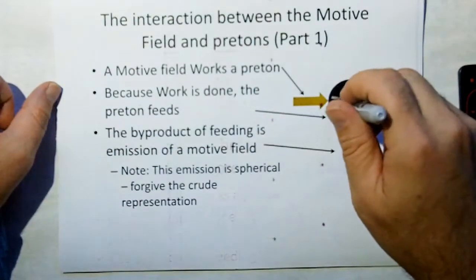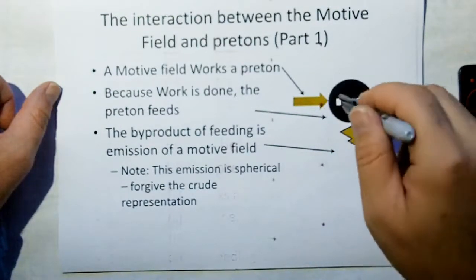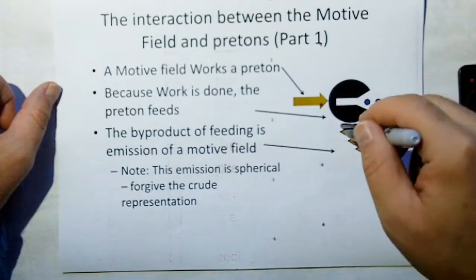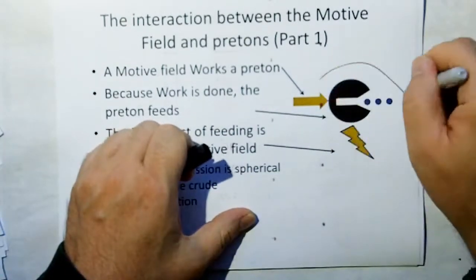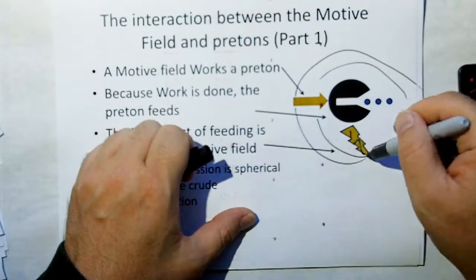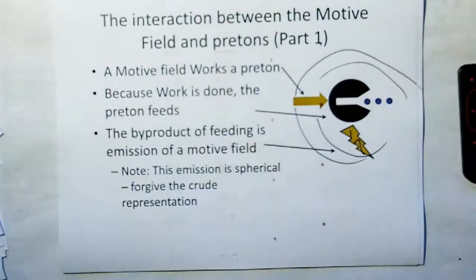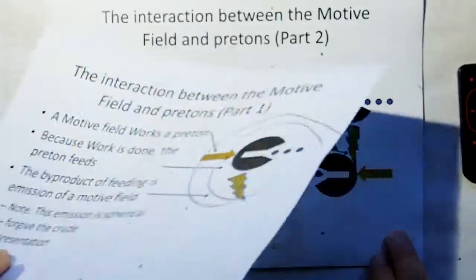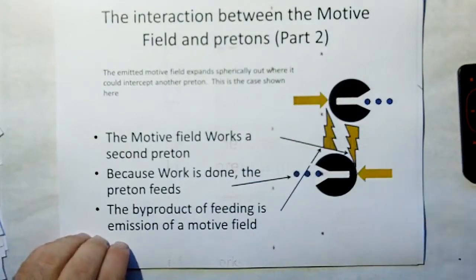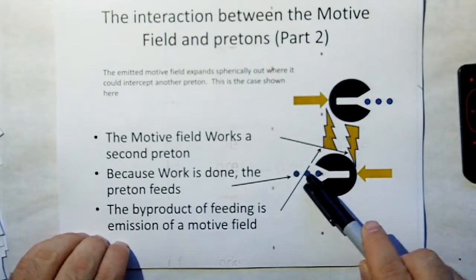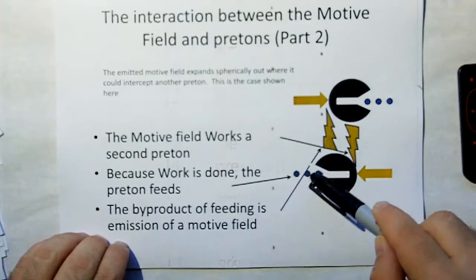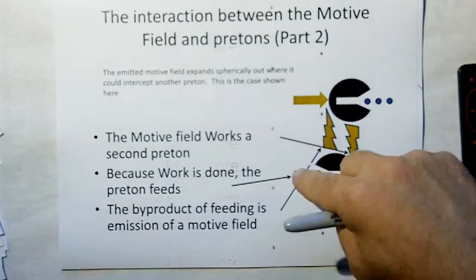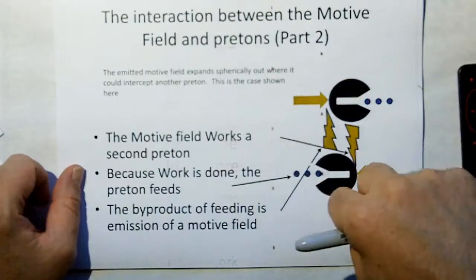And when you work a preton, this is new now, working a preton causes it to feed, and the waste product of that feeding is the emission of another field. Now this field emanates spherically. I'm only showing this little lightning bolt because it's going to link into the next slide, so forgive the crude representation. That emitted field then strikes another preton, which causes it to feed, which moves it, causing it to feed and emit another field, which then strikes the original one. And that way, we can define a self-regenerating system.